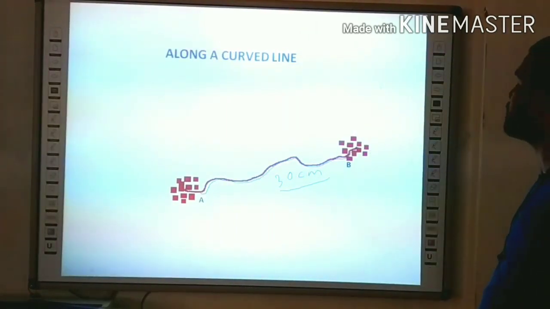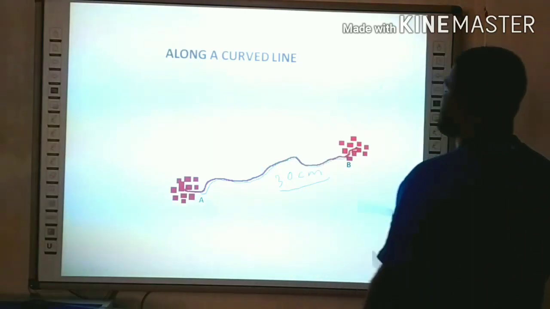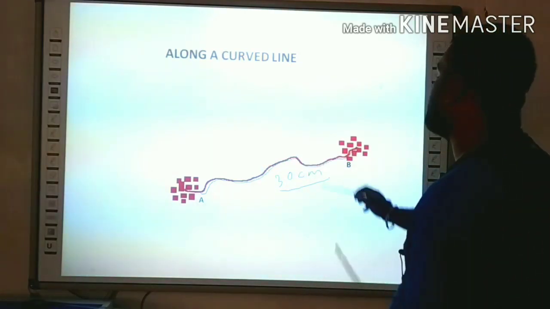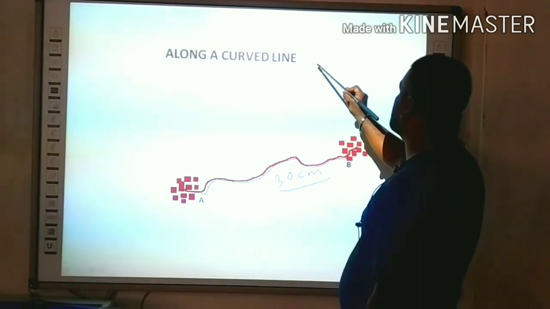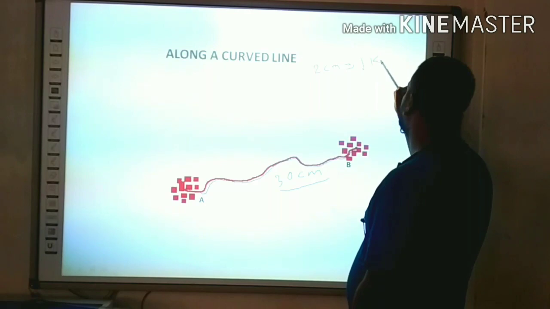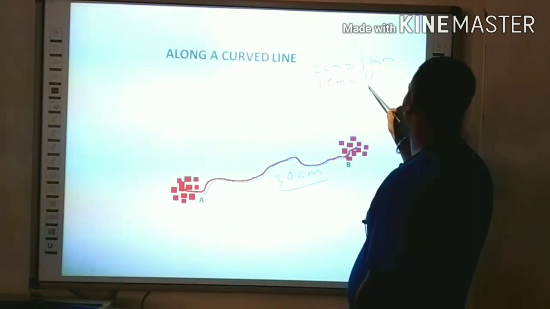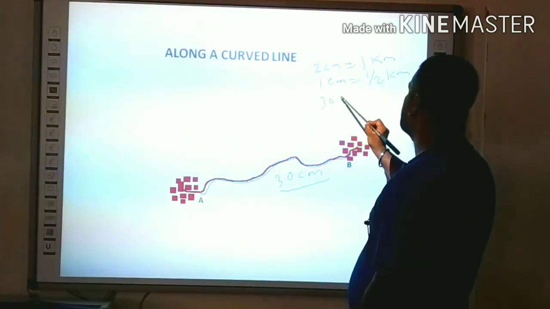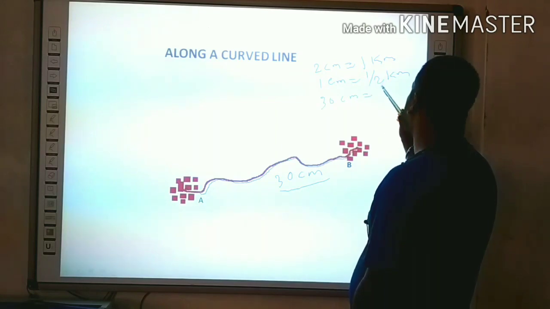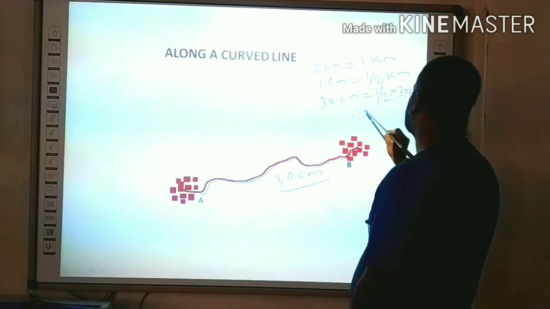Again you will do the same calculation that we have done in case of straight distance. We know that the scale of the map is 2 centimeter is equal to 1 kilometer. Therefore 1 centimeter is equal to half kilometer and 30 centimeter is equal to half into 30 kilometer. So what will be your answer? Your answer will be 15 kilometer.